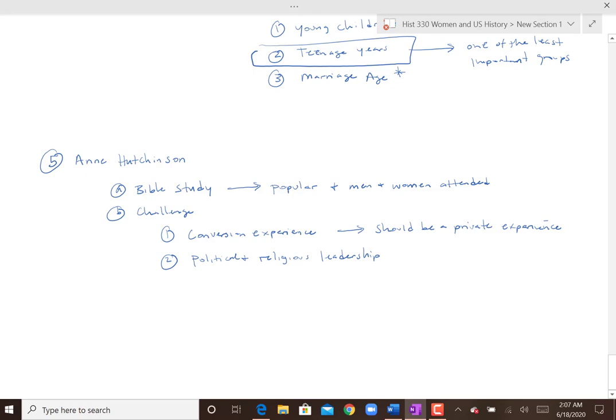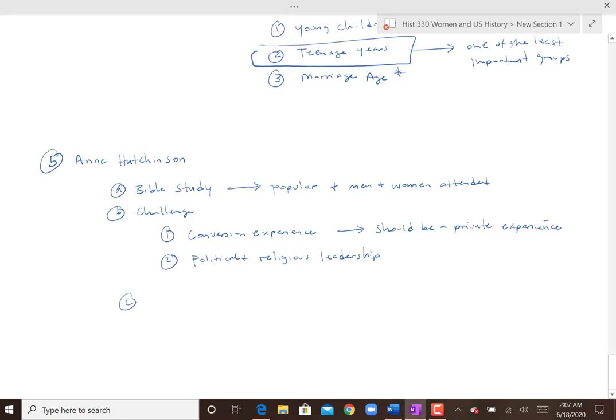She challenged the visible saints by challenging the conversion experience, and challenged the ministers by not stopping. So they asked her to stop the Bible study, and she refused, which was the first big no-no for women. And then the fact that she challenged what the minister was preaching and their whole visible saints, which were the political elite with the conversion experience, all of that led to her eventually being brought to court.